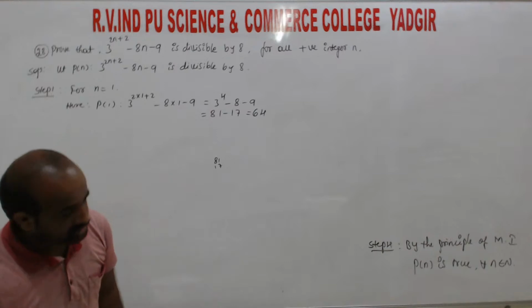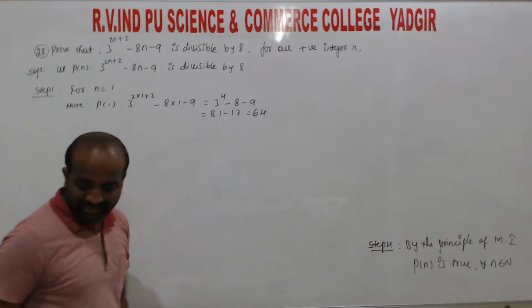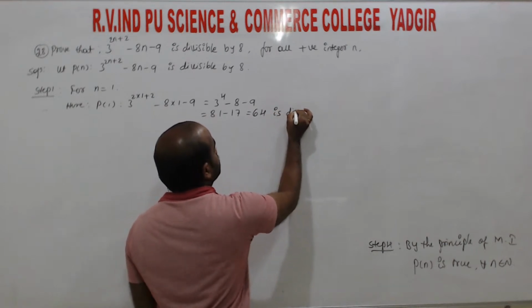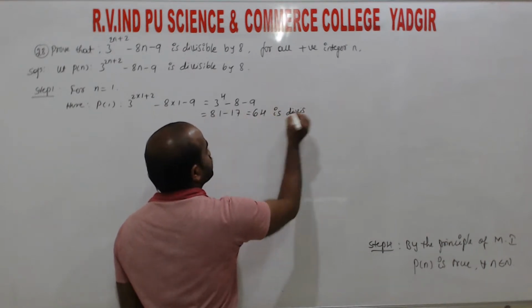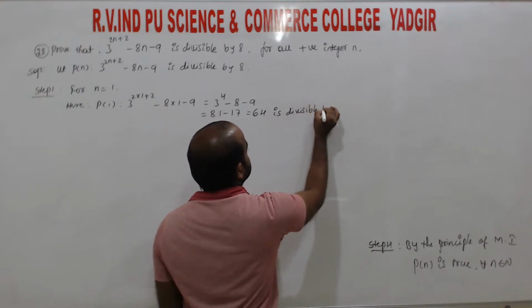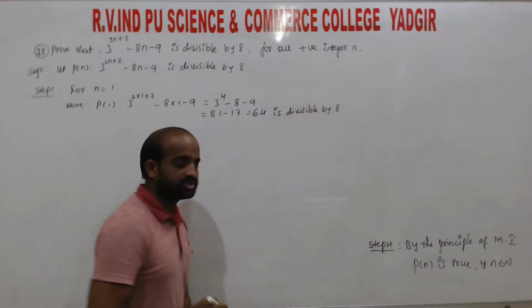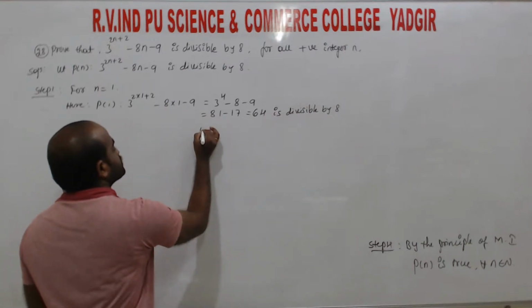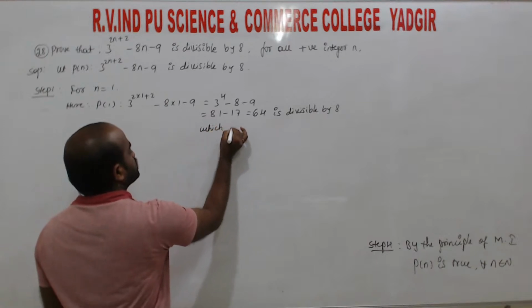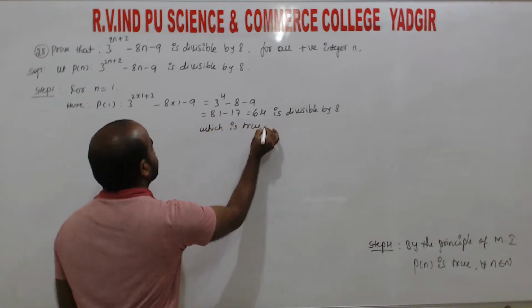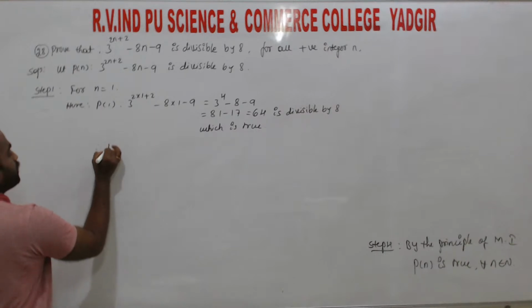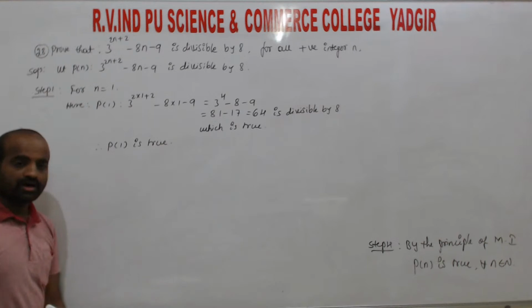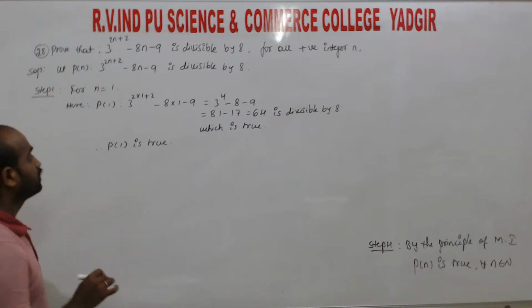Okay. 64 is divisible by 8, since it is a multiple of 8, which is true. Therefore, P of 1 is true.